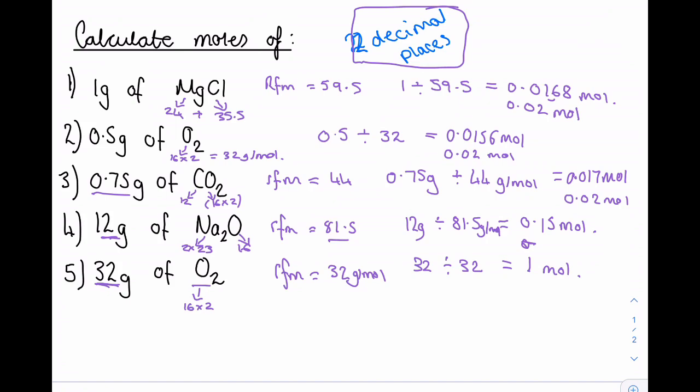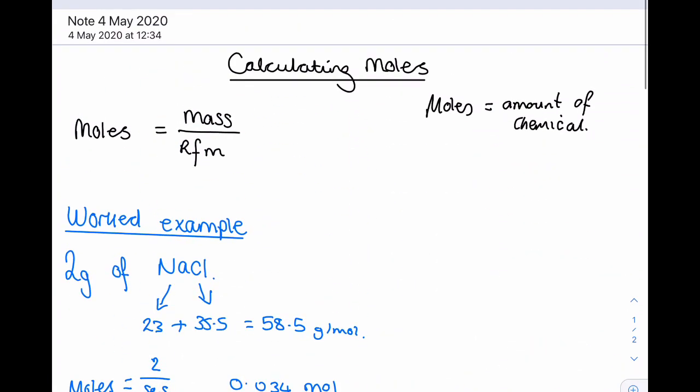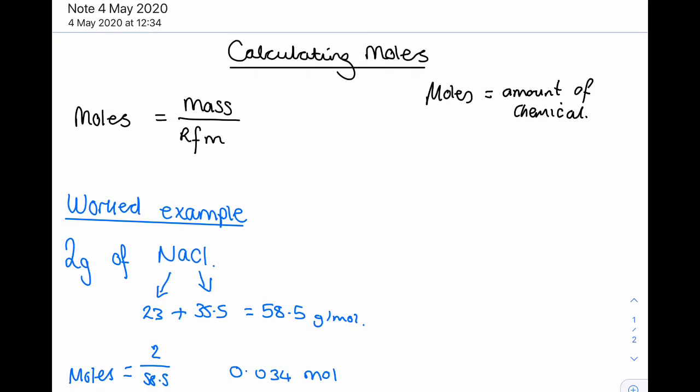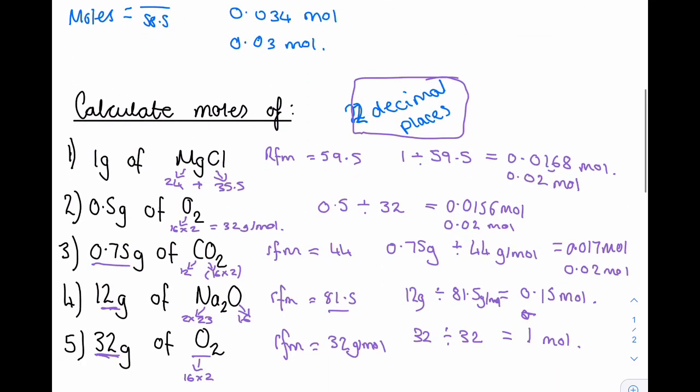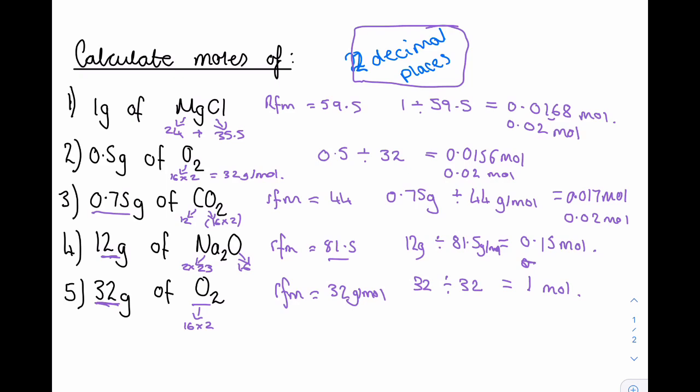So there you go. That's how we calculated moles. So just to remind you, today what we've done is we've looked at what moles are, and that's just the amount of chemical, a way that scientists compare different chemicals and the amounts of different chemicals we've got. Your equation, that's really important today, is moles equals mass divided by relative formula mass, and then we've gone through and calculated the moles of different chemicals.